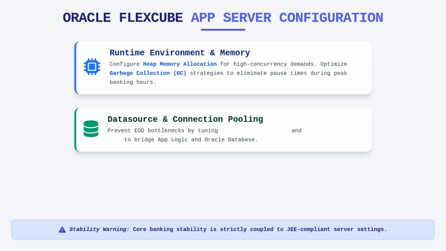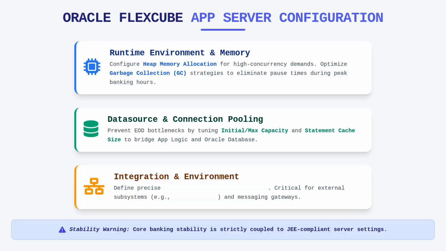If these connection pools are not sized correctly, your system will inevitably encounter bottlenecks during EOD processing. You need to inspect the connection pool properties, specifically focusing on initial capacity, maximum capacity, and the statement cache size, to ensure that the database is not starved of requests. We also have to consider the environment variables and the Java properties that define the integration points for external subsystems. Misconfiguration here often leads to deployment failures or, worse, latent errors that only appear when a specific module like trade finance attempts to reach out to the messaging gateway.